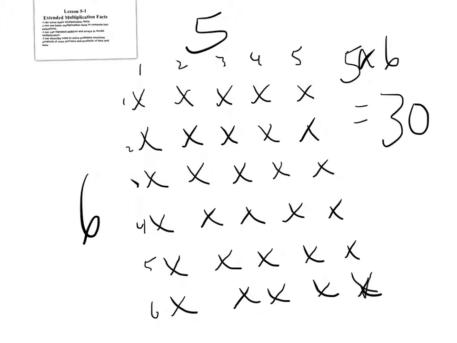Okay, all these desks have to be in. You have to have the same amount in each row. There's 5 rows here. Each row has to have 6 in order for the array to work. So that's just another way to do multiplication.